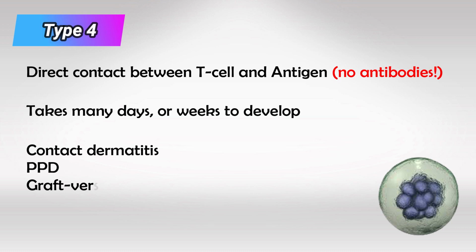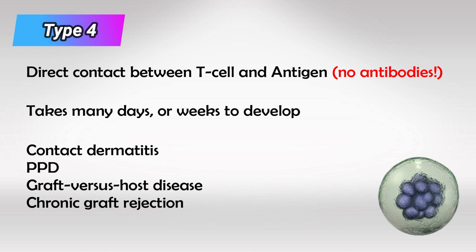The examples we have are contact dermatitis, such as in poison ivy or nickel allergy, PPD skin test, graft versus host syndrome, and chronic transplant rejection. So these are the 4 types of hypersensitivity.